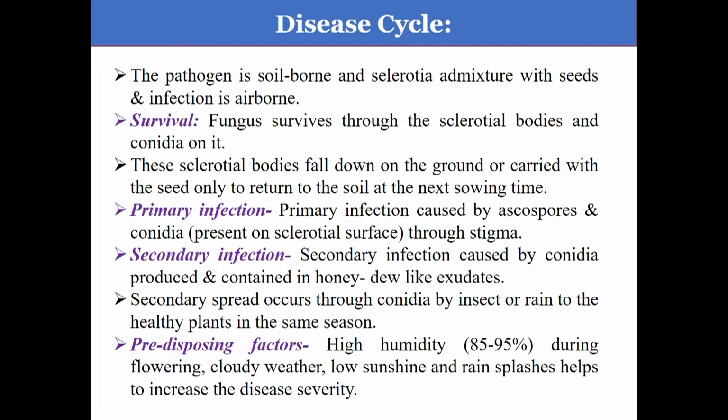Dear learners, you can say when the rainy season comes, the infected part of the Bajra spreads to healthy ones, and after that the infection starts. This is also called secondary infection. High humidity, 85 to 95% relative humidity, favors the spread from infected to healthy ones. Cloudy weather is also favorable, and sunshine with the help of rain splashes also increases the disease severity.